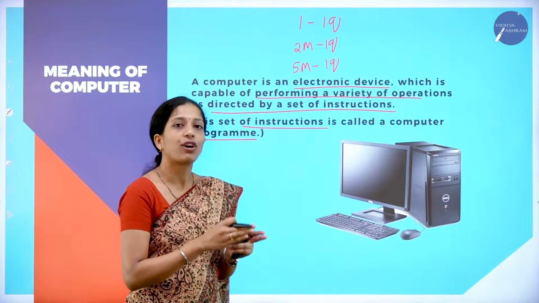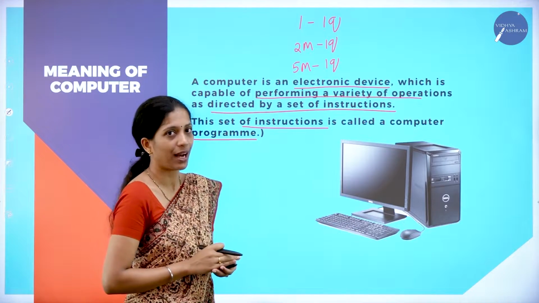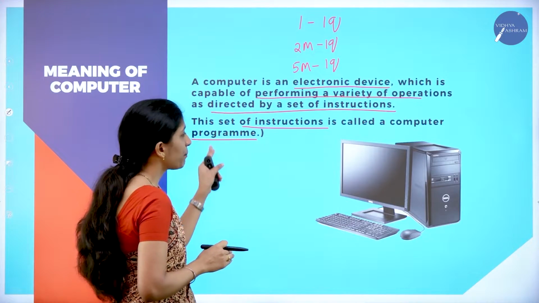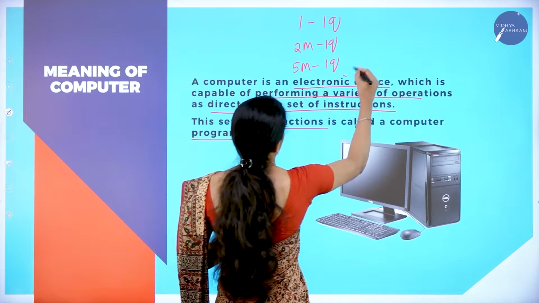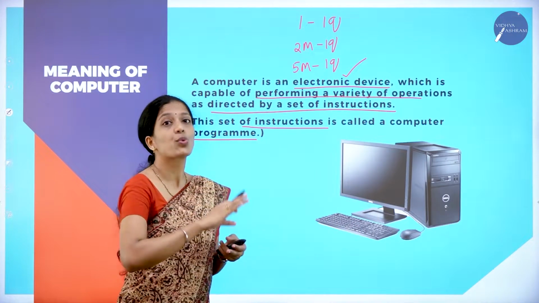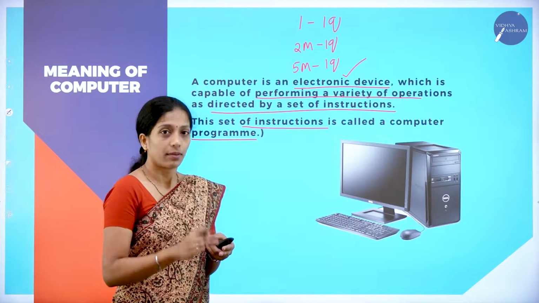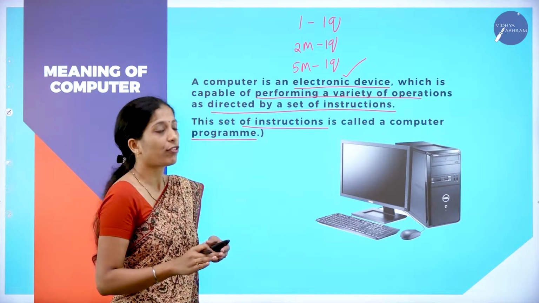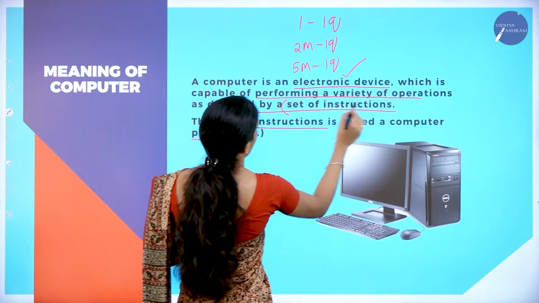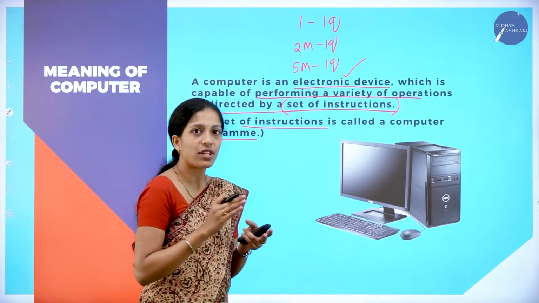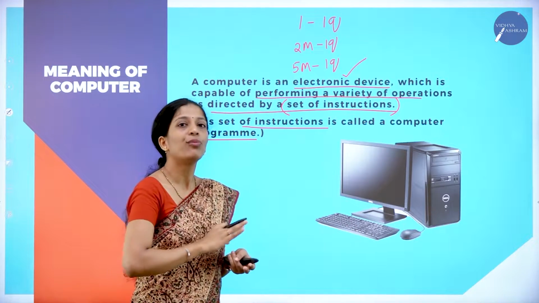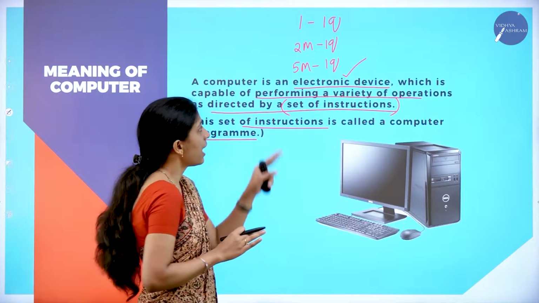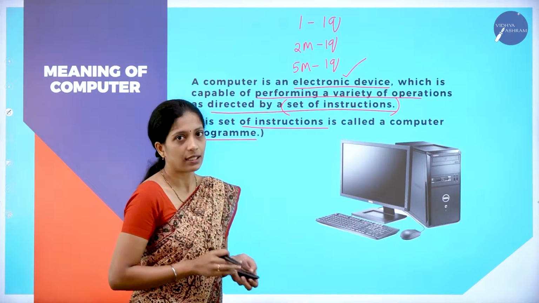You might get a question, what is a computer? They might ask for 1 mark or for 2 marks. So hope you are clear with the meaning of computer. What you have to remember: a computer is an electronic device which performs a variety of operations. How does it perform them? By a set of instructions. A set of instructions has to be given to the computer so that it will perform a variety of operations, and it is an electronic device.